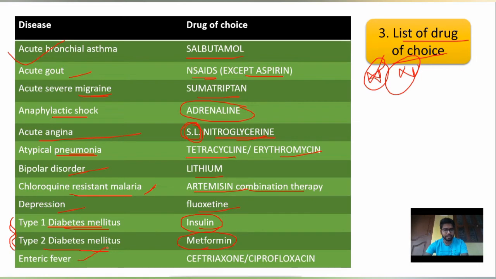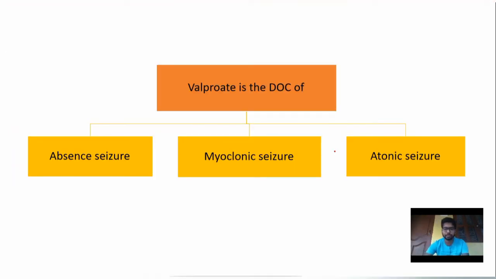Then coming to enteric fever, the drug of choice is ceftriaxone or ciprofloxacin. Then coming to one most important concept: valproate, or valproic acid, all of you know that it's an anti-epileptic drug. Valproate is the drug of choice for absence seizure, myoclonic seizure and atonic seizure. One drug, but it is the drug of choice for 3 different types of seizures. Please remember this slide.